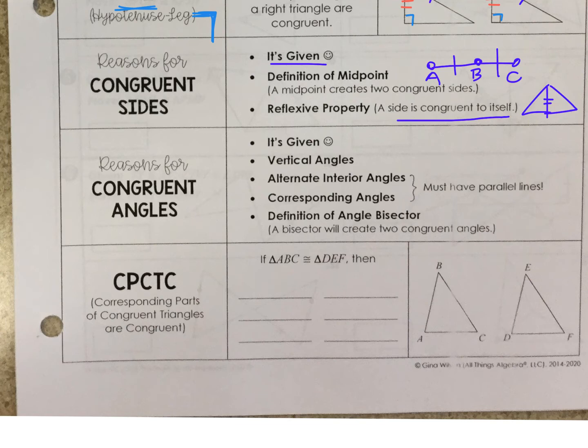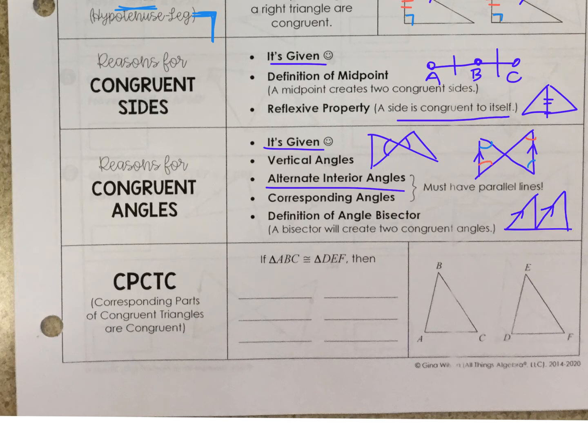All right, reasons for congruent angles, if the words say it. If we have vertical angles, we know those are congruent. Alternate interior angles. If I am told that the lines are parallel, then I know that my alternate interior angles are going to be congruent in my picture. And it could be either one of those. Corresponding angles.